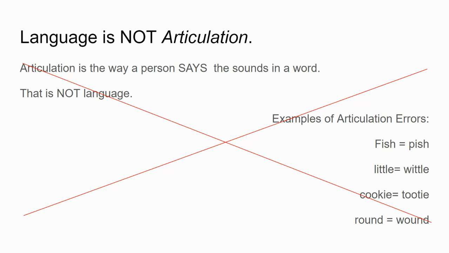Instead of fish, they might say pish. Instead of little, they might say whittle. Instead of cookie, they might say tutti. Instead of round, they might say wound. Those are articulation issues, and that's not what this is about.